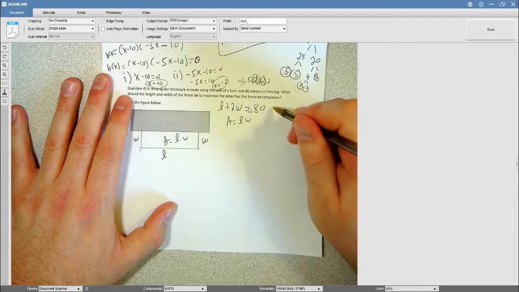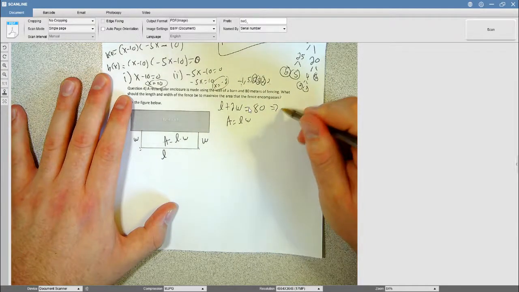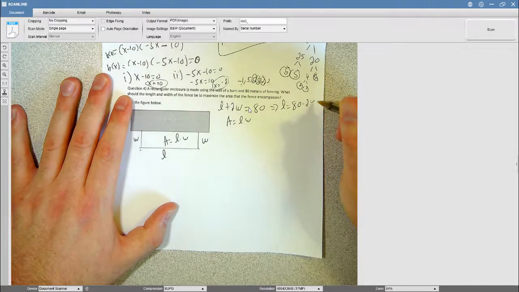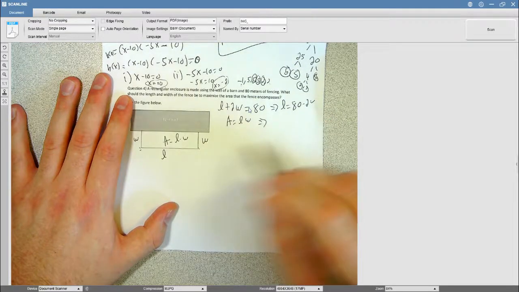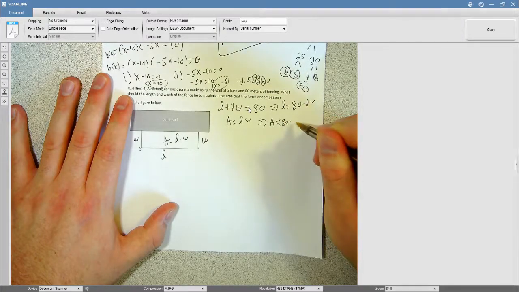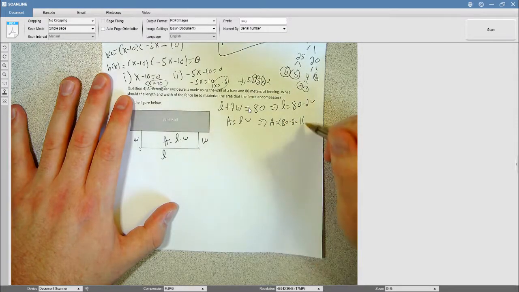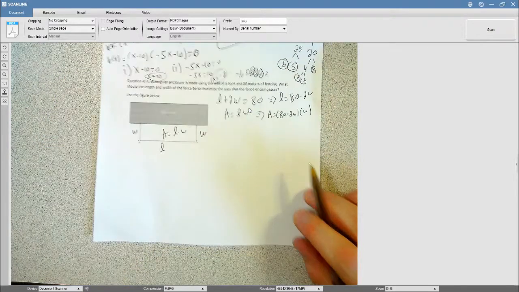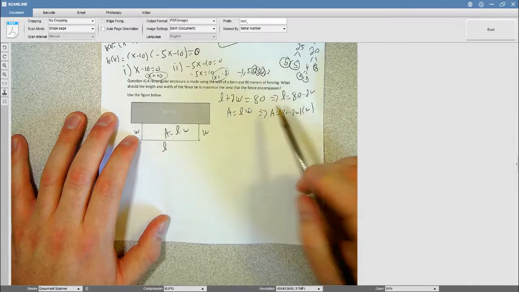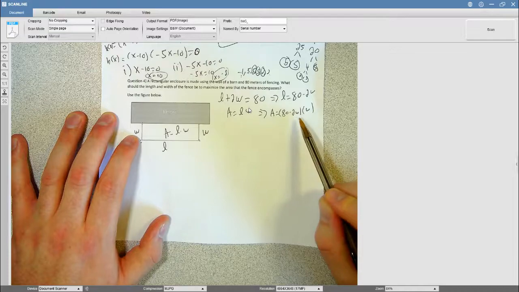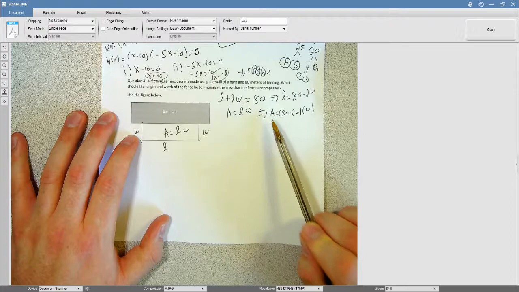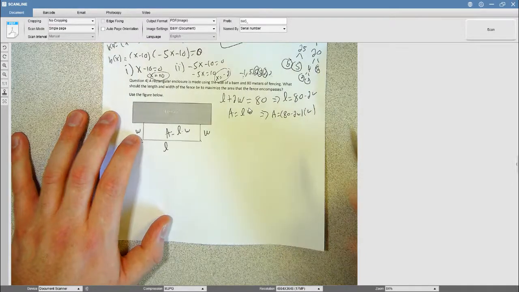Now, from the first equation, we can solve for length. Length equals 80 minus 2w. And then we can apply that to the second equation. So we get the area equals 80 minus 2w times the width. Now let's think about this. We want to maximize the area. So here's the equation for the area, and we only have one variable to worry about, which is the width. So if we could find out when this equation has the maximum area, we're almost done.